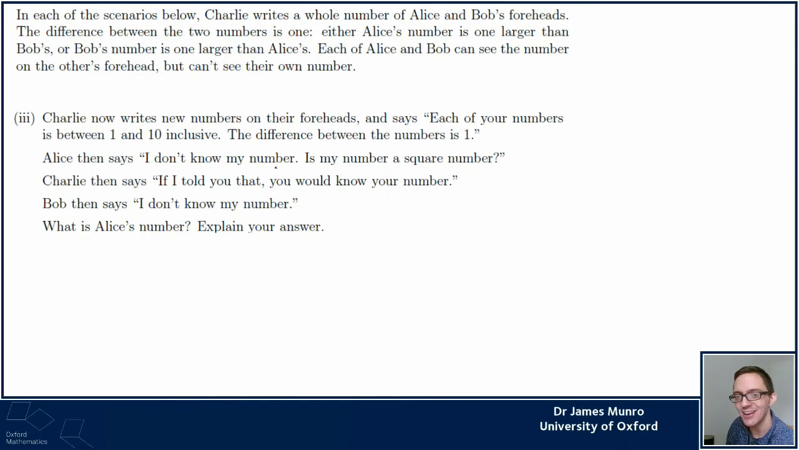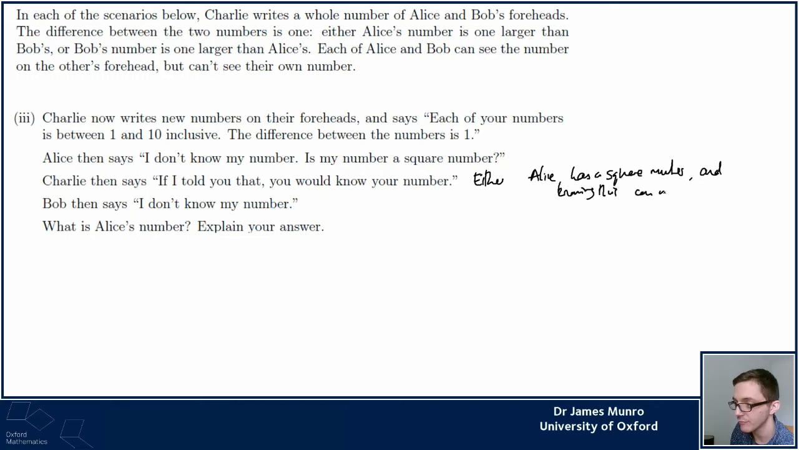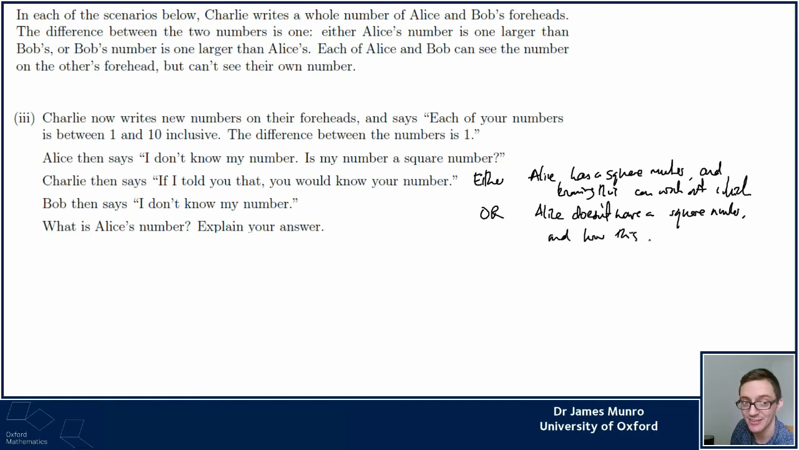So, okay, Alice tells us that Alice doesn't know Alice's number, and asks if it's a square number, and Charlie doesn't answer. Charlie says, if I told you that, you would know your number. And there's actually 2 possibilities there. It could be the case either Alice has a square number, and knowing this can work out which, or Alice doesn't have a square number, and knowing this, she can work out which.